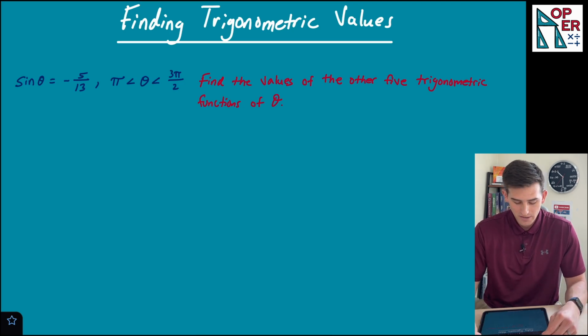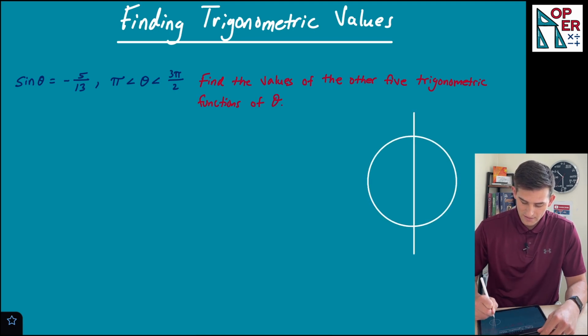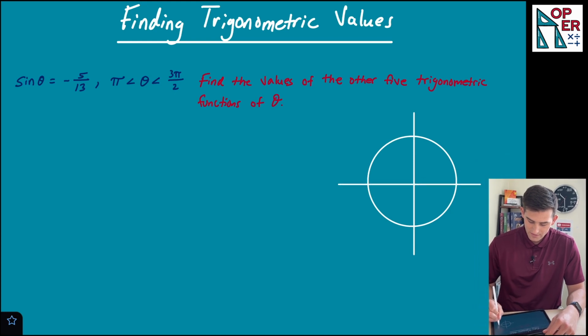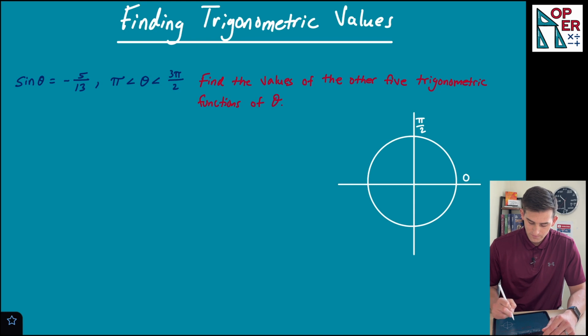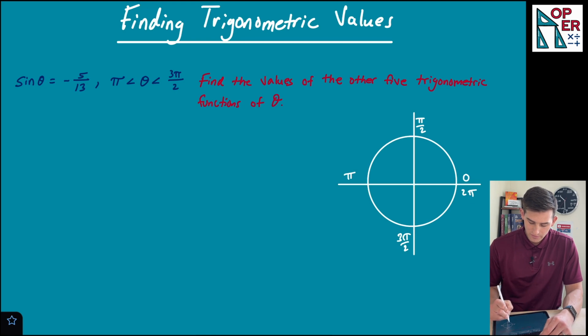So let's interpret that a little bit. If we think about our unit circle and we have our x and y axes, this would be 0, then we would have pi over 2, then pi, then 3 pi over 2, and then it brings us all the way back around to 2 pi. So this would be quadrant 1, quadrant 2, quadrant 3, and quadrant 4.